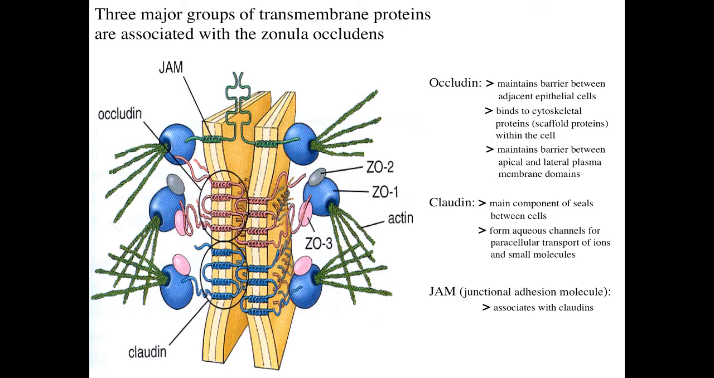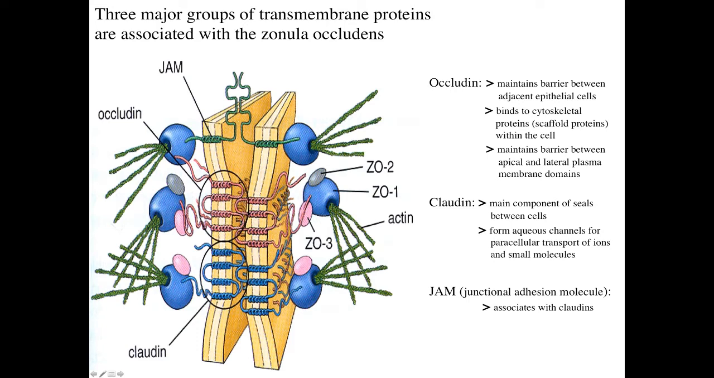There are three major groups of transmembrane proteins that are associated with the zonula occludens. Let's look at this cartoon just for a second. Here is one plasma membrane, here is another plasma membrane, and here the integral membrane proteins from one membrane and another membrane.